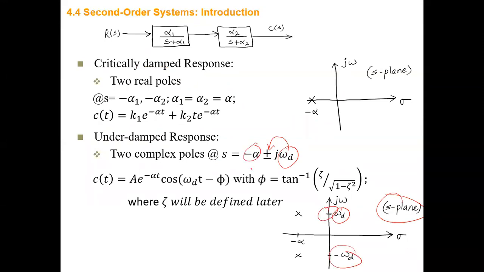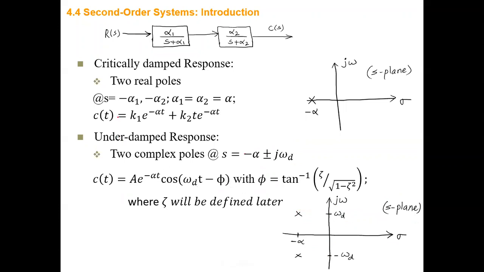And negative alpha is here. So what are the poles then? Negative alpha plus j omega d is here, negative alpha minus j omega d is here. So you have two poles, this pole and this pole. This is what happens.